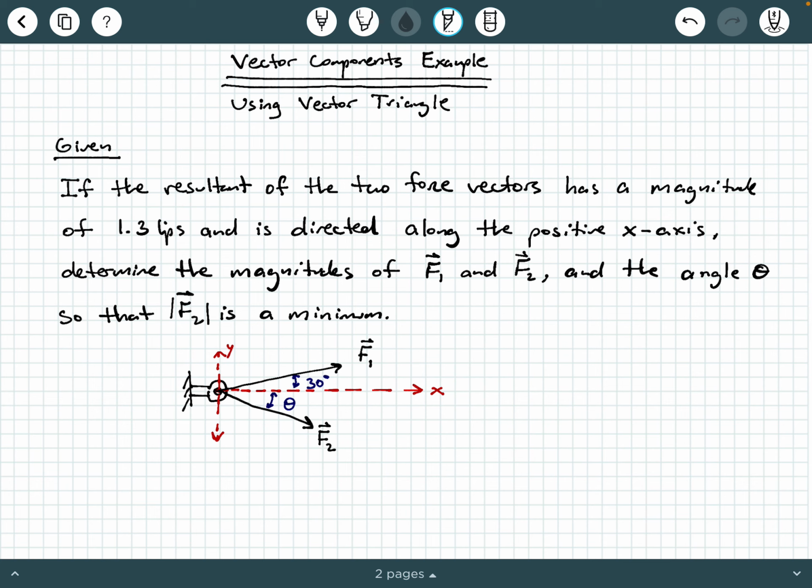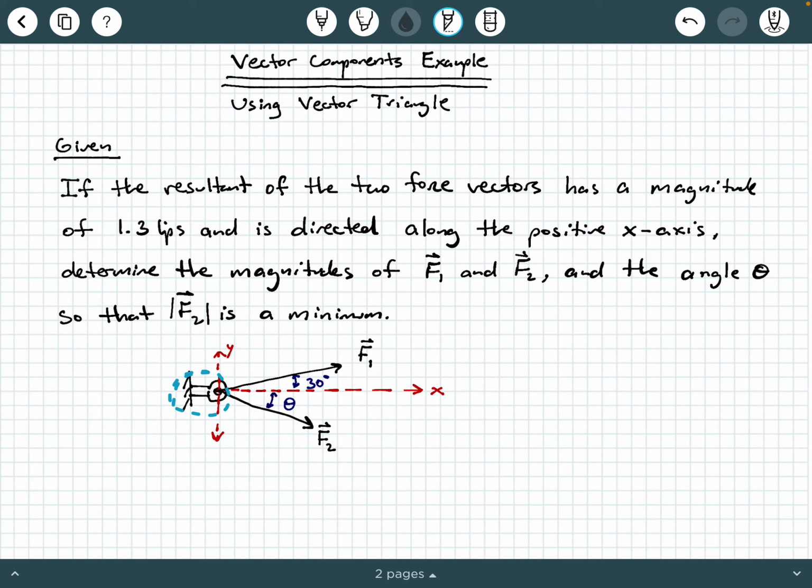Here we're being told that the resultant of two force vectors has a magnitude of 1.3 kips, and remember that's 1,300 pounds because one kip is 1,000 pounds, and is directed along the positive x-axis. We're being asked to determine the magnitudes of F1 and F2 and the angle theta so that the magnitude of F2 is a minimum. So let's take a look at the figure we have.